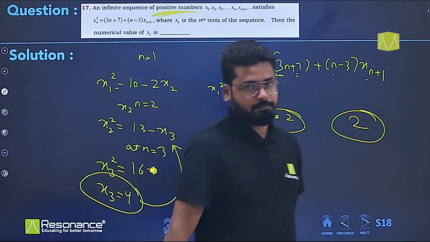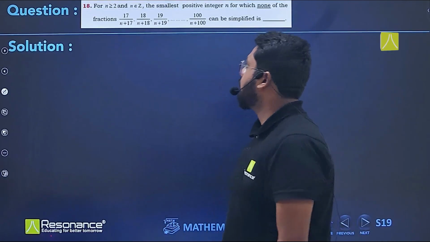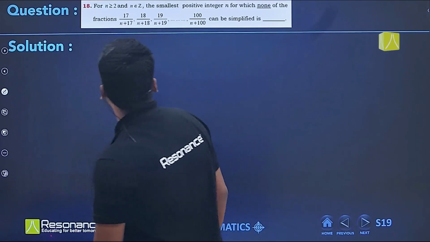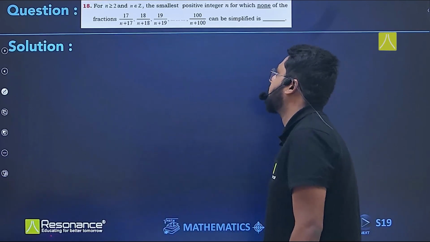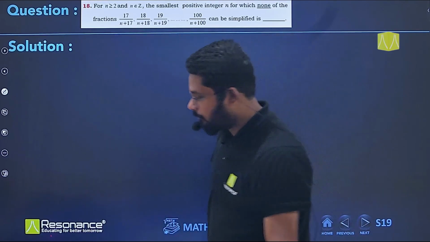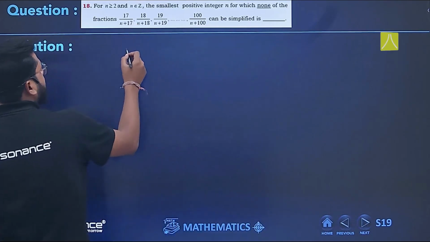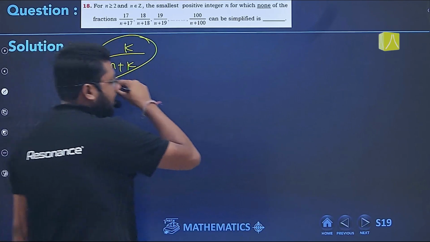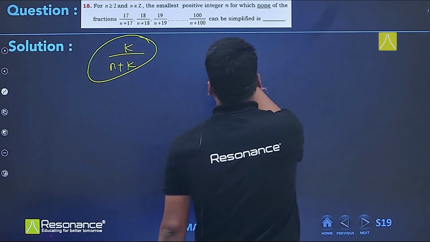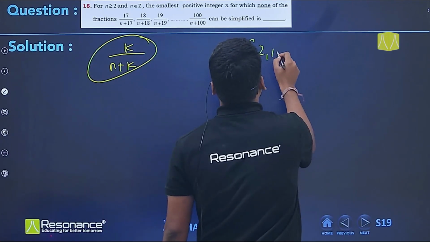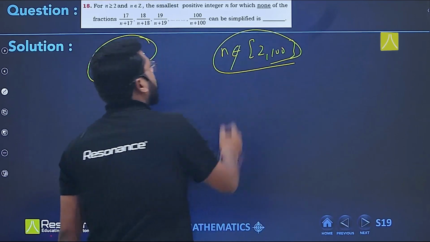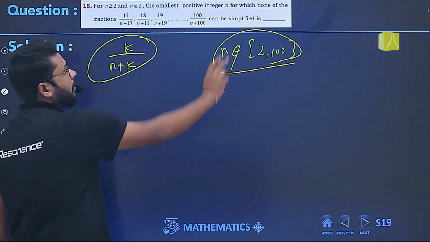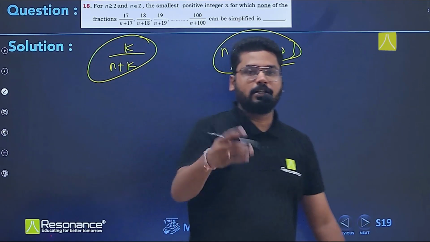Now question number 18. For n greater than 2 and n belonging to Z, find the smallest positive integer n for which none of the fractions can be simplified, meaning we cannot reduce them. The general form will be like n by n plus k. And n cannot belong to 2 to 100, because if you put any value between 2 and 100, at least one of the fractions will simplify.